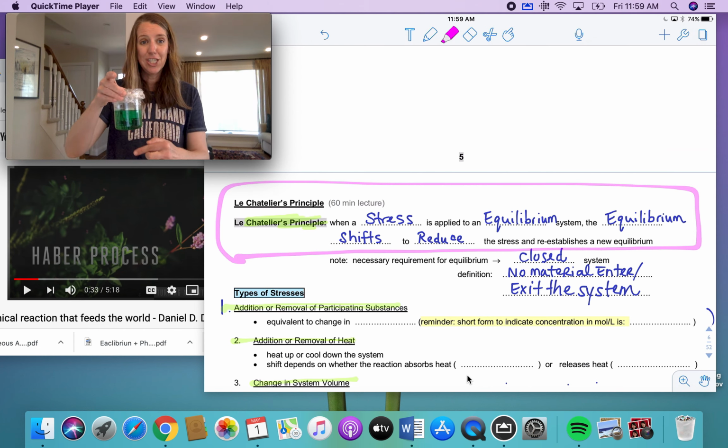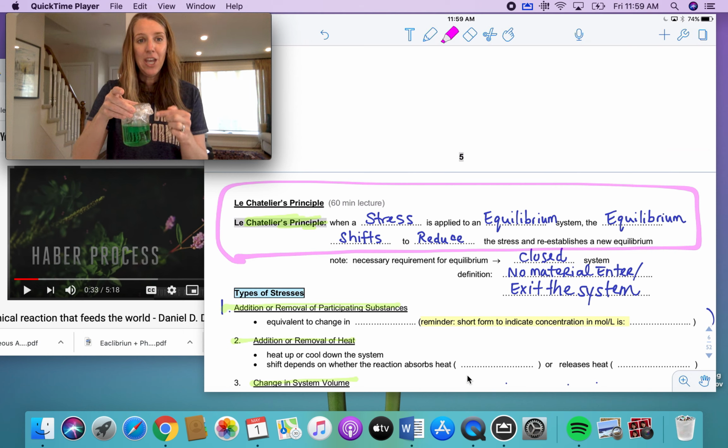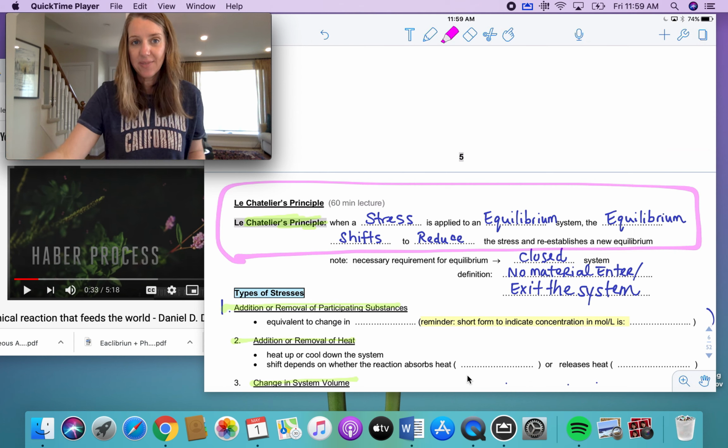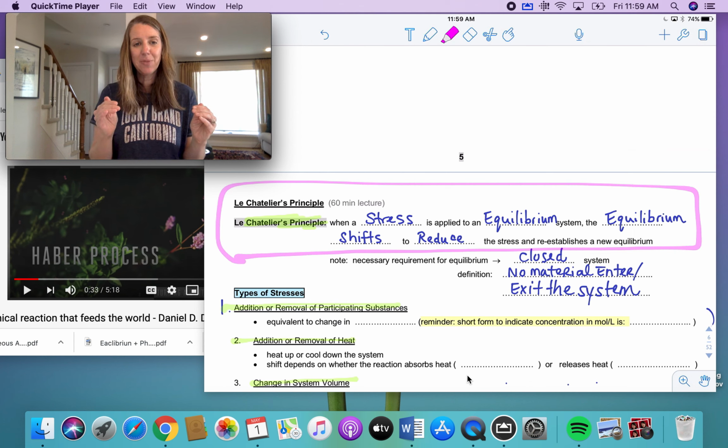So it could be a physical system, like we talked about in the last module, where I've got water going into a gaseous form back into liquid state, and that is a system. It could be a chemical system, but it has to be closed so that no reactant or product are entering or exiting. It's just what's going on inside of this system. Okay, so it says when a stress is applied to an equilibrium system, the equilibrium is going to shift to reduce the stress, and as a result, a new equilibrium is going to be established.